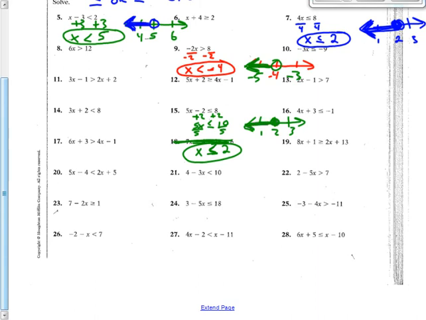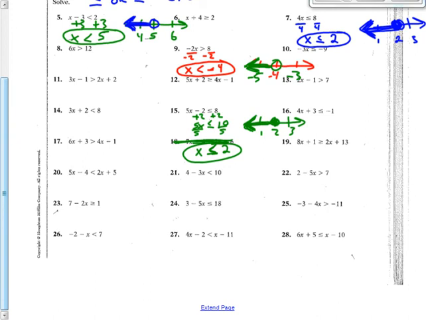All of the problems that I've done so far are less than. Let's find one that's going to come out to be greater than. But there's your graphs. You need an answer and a graph. Let's find one that's going to come out to be a greater than symbol here.